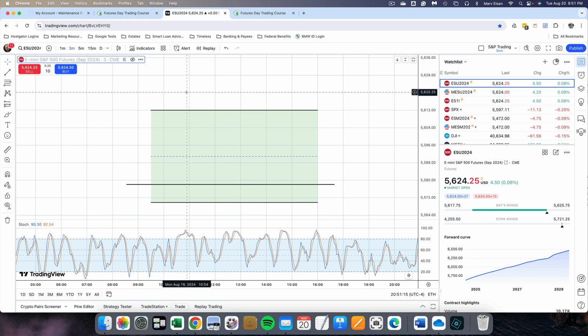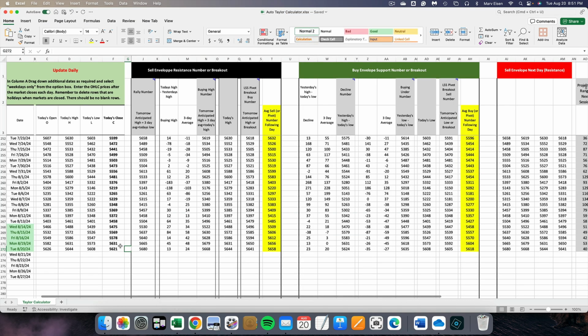Now, prior to the opening, I set up my Taylor trading zone right over here, and I drew the trading zone at resistance at 56.12, support at 55.70, and I get that from my Taylor trading calculator, okay? And it's very simple to use the calculator. It looks complicated. It's not. All you need to do is fill in 4 numbers each day. The previous day's high, the day's open, high, low, and close. And then I use the numbers that are indicated in the yellow columns for the support and resistance.